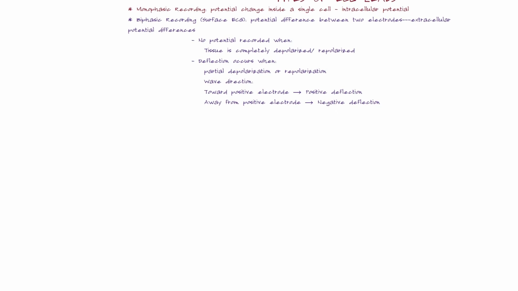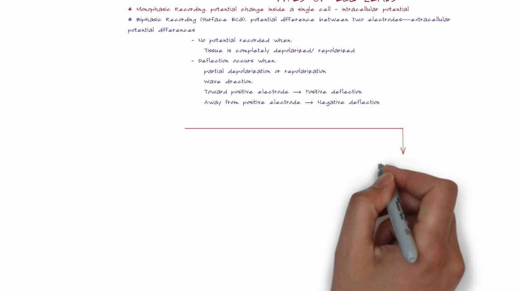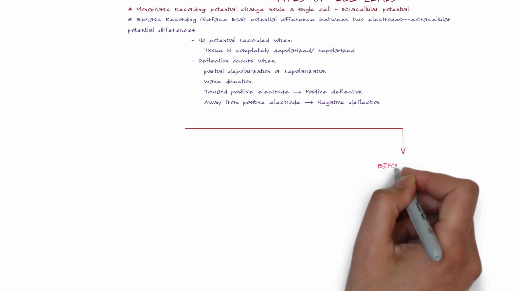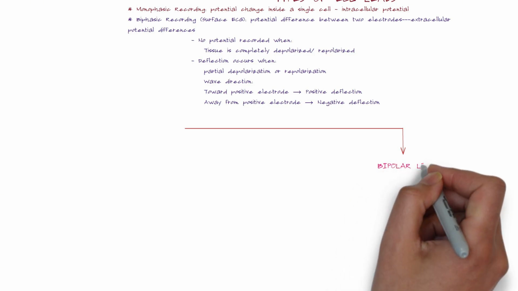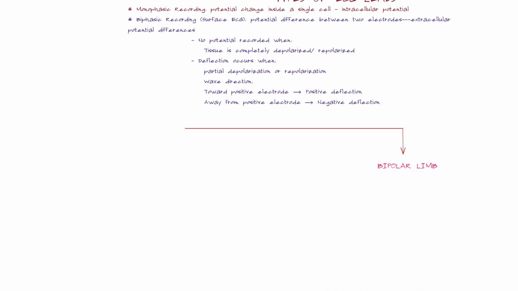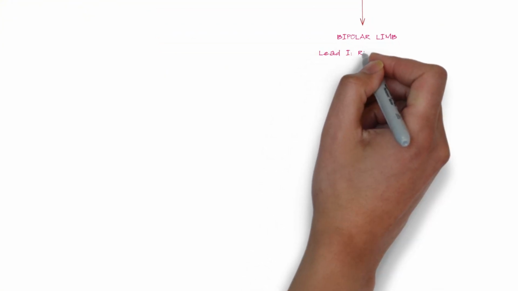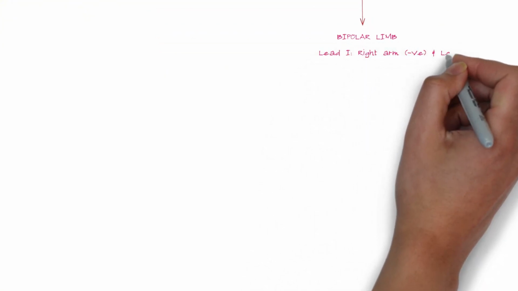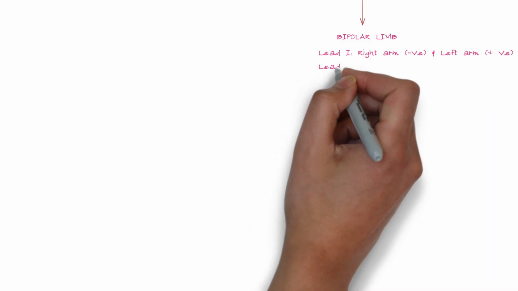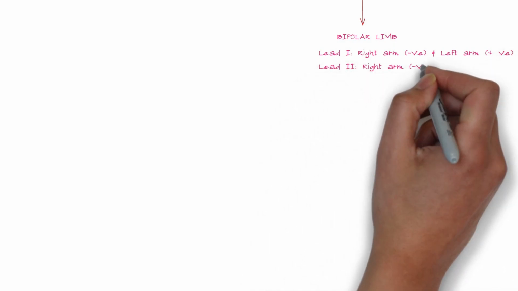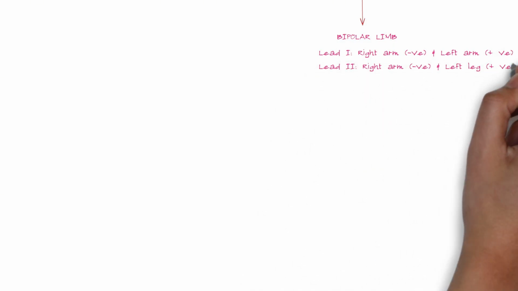Now the types of ECG leads. We have first the bipolar limb leads. They are classified into lead 1, lead 2, and lead 3. Lead 1: the right arm electrode is negative, the left arm positive. Lead 2: the right arm electrode is negative, the left leg positive. Lead 3: the left arm is negative while the left leg is positive.